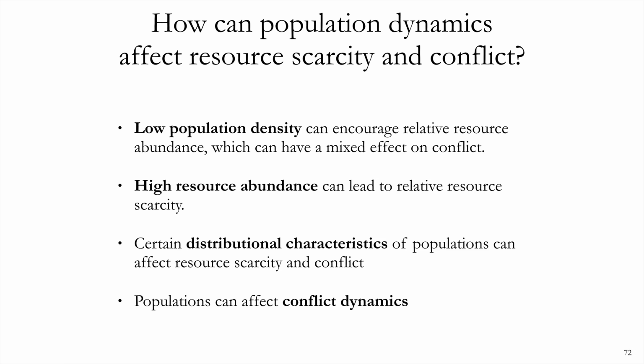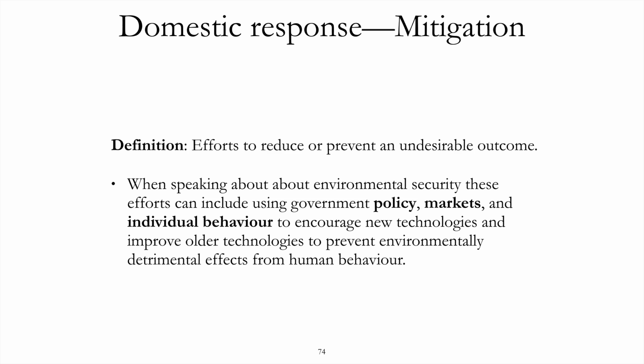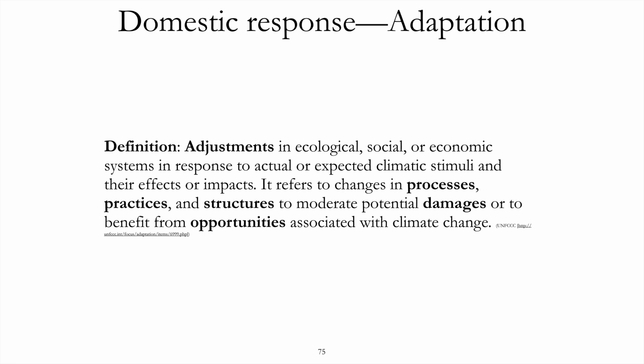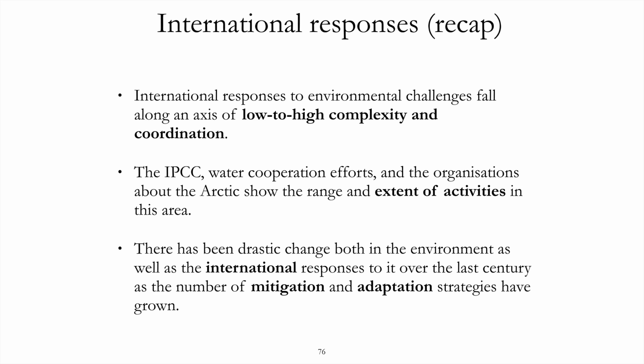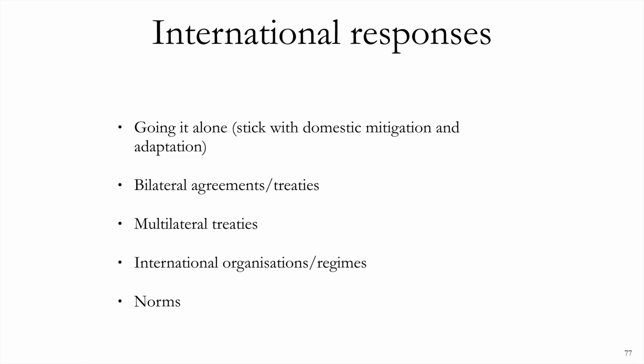We talked about population, and how it can affect resource scarcity and conflict. I'm not going to go into that in as much detail; we've covered that already. Domestic responses, talking about mitigation, which we've already touched on, and adaptation to environmental change. And then today I spent more time talking about international responses, and that there's a multiplicity of different levels of responses according to various levels of complexity and interests and overlapping interests that reach a pinnacle with norms, in which these incentives can be internalized.